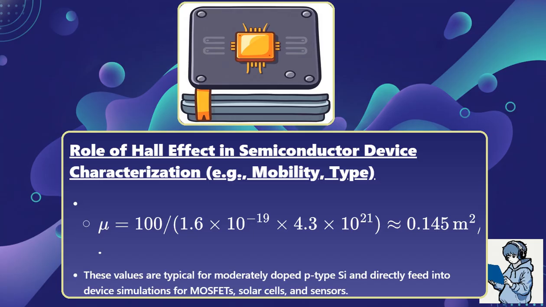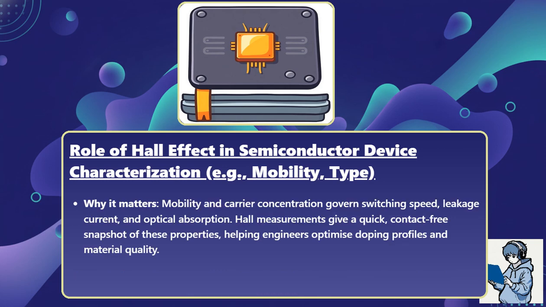These values are typical for moderately doped p-type silicon and directly feed into device simulations for MOSFETs, solar cells, and sensors. Why it matters: mobility and carrier concentration govern switching speed, leakage current, and optical absorption. Hall measurements give a quick, contact-free snapshot of these properties, helping engineers optimize doping profiles and material quality.